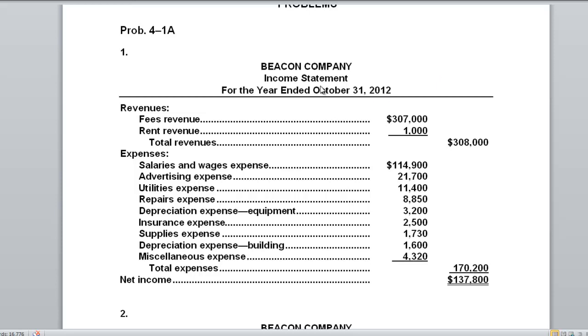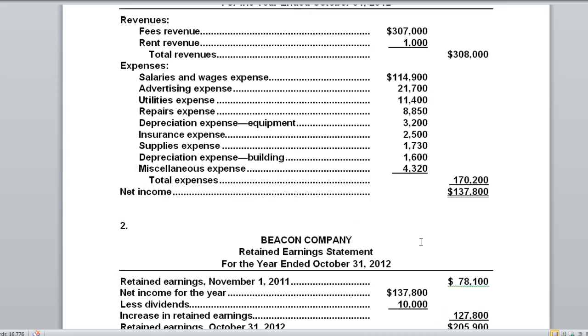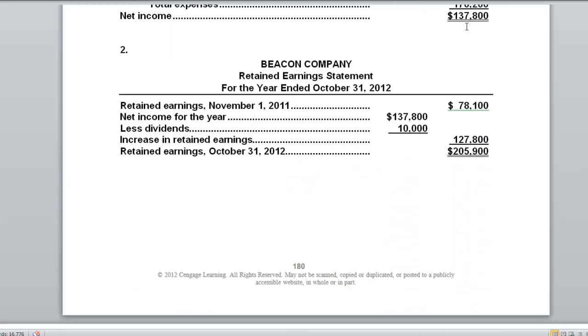We have Beacon Company here. We have the name of the financial statement, and for the year ended October 31st, 2012. We've got the total of our revenue. We've got the total of our expenses. And the difference between those two was $137,800. So it took us $170,200 of expenses to earn $308,000. So this is our profit here for the period. Okay, for the period of time, for 1 year. From that, we take this $137,800 and we plug that into the statement of retained earnings.